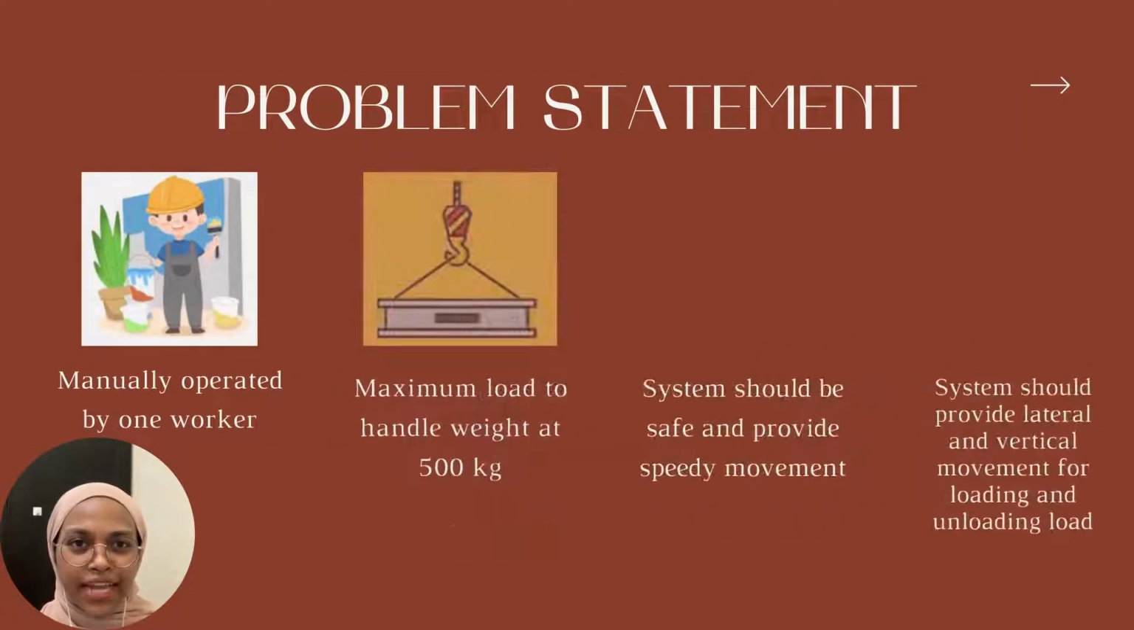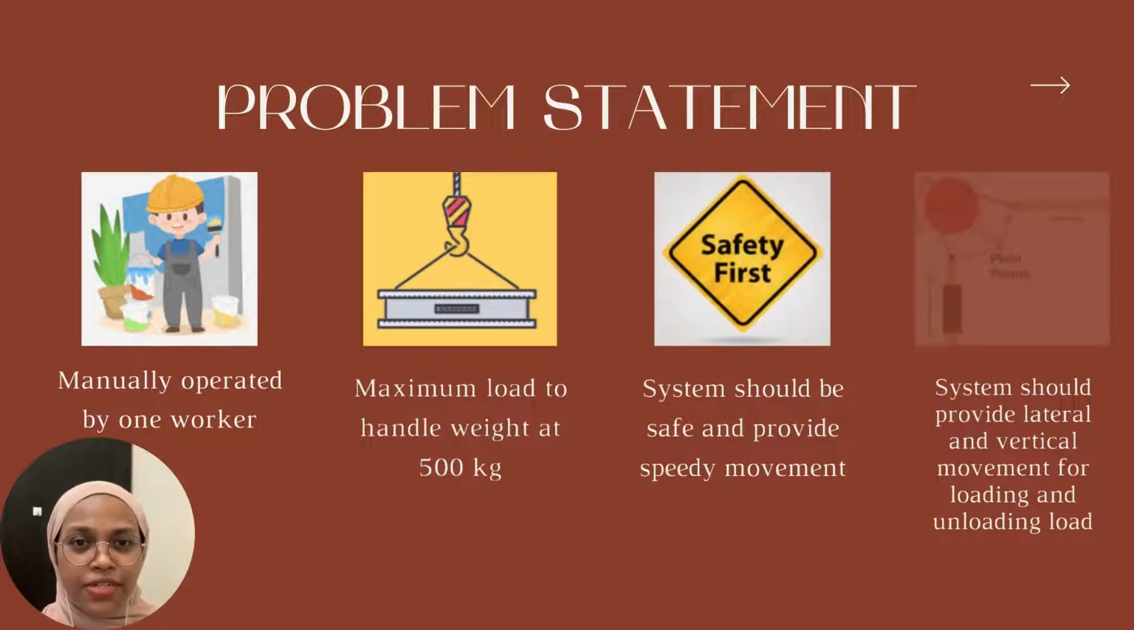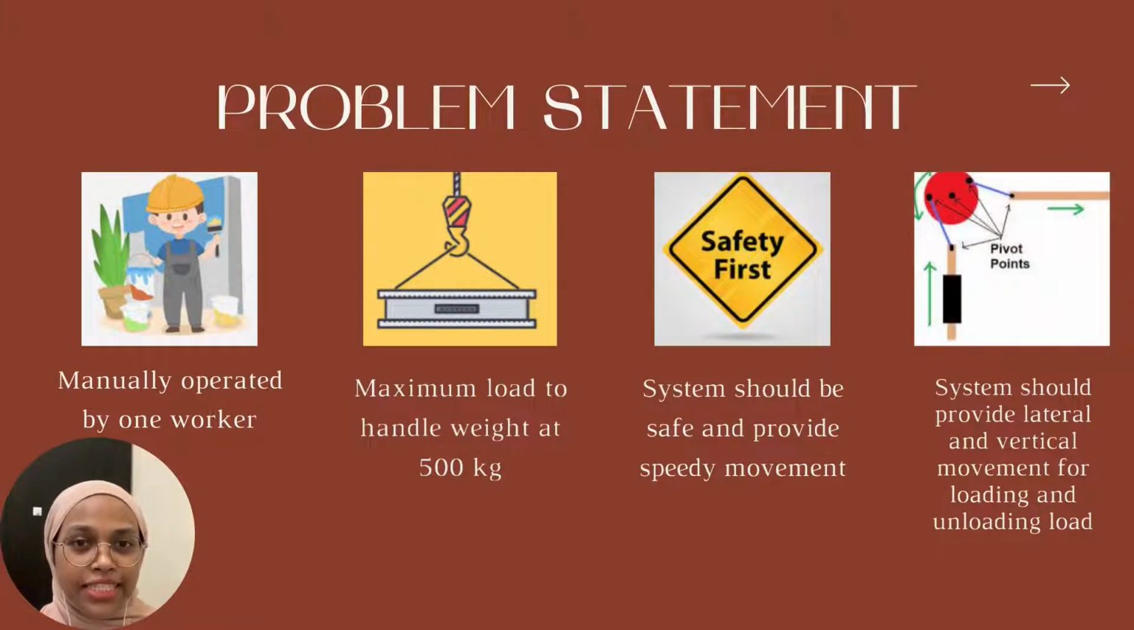Next, problem statement. As we know, for the first stage of the first phase in conceptual design, which is defining the problem, our team had a discussion about the requirements to design a manually operated material handling system. Firstly, it must be manually operated by one worker. Secondly, it must handle a maximum load of 500 kg. Next, the system should be safe and provide speedy movement. And the last one is the system should provide lateral and vertical movement for loading and unloading the load.